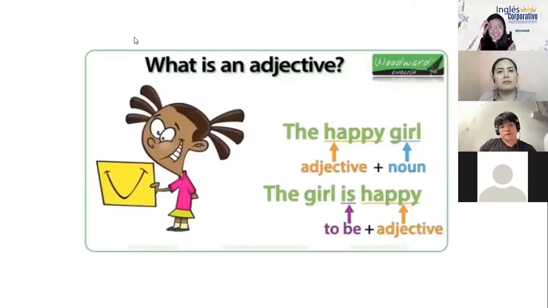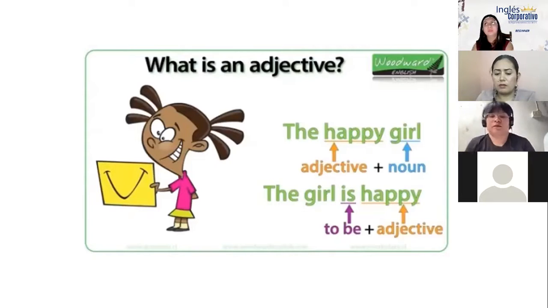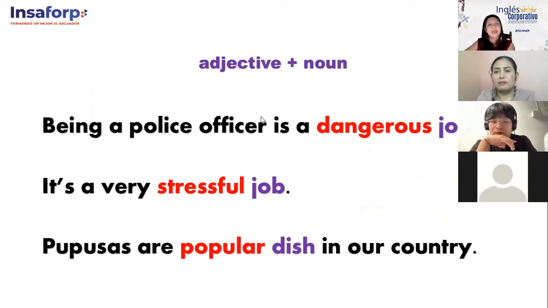Tenemos, ¿cómo lo podemos hacer de las dos maneras? What is an adjective? An adjective is a word that describes something, a person or something. Una palabra que describe a una persona o algo. The happy girl. La niña feliz, the happy girl. Tenemos primero el adjetivo y después el noun. The girl is happy. Tenemos el verbo to be y después el adjetivo. The girl is happy. O we can say the happy girl. The same with the car is blue or the blue car. The intelligent boy, the boy is intelligent. Son diferentes ejemplos. Aquí tenemos más, adjective plus noun.